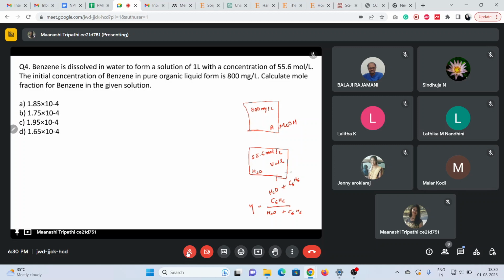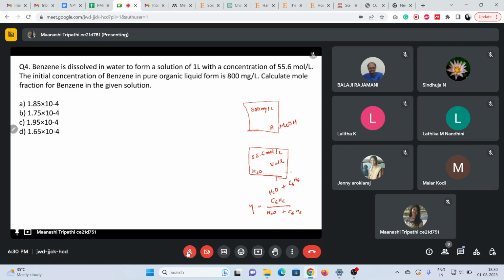Okay, we'll see the solution now. So the mole fraction of benzene is equal to moles of benzene divided by total moles in the solution. So we have this in milligrams per liter, so we wanted to calculate it in moles. First, how many moles are there. So as I have told, the formula is C6H6.